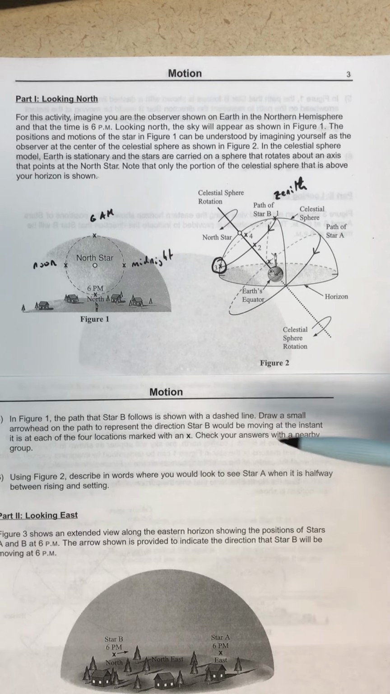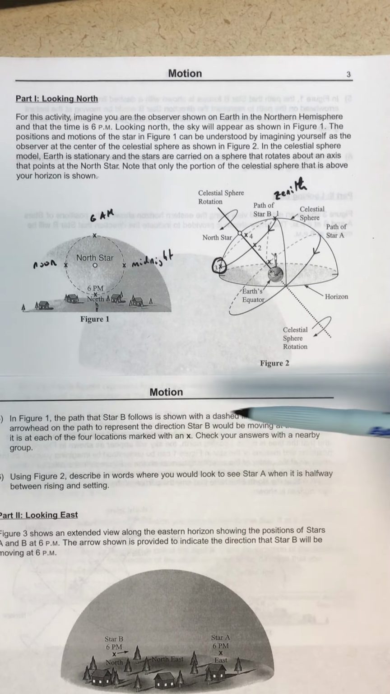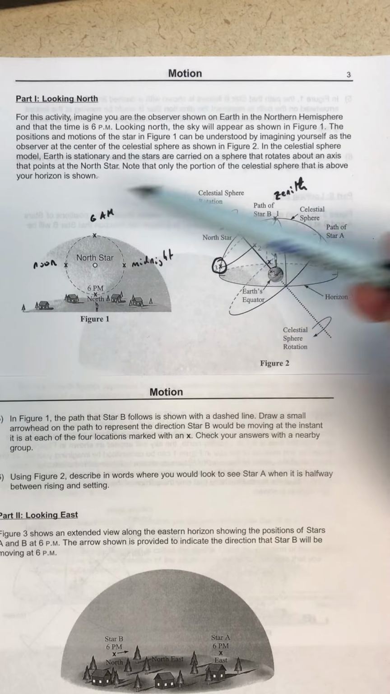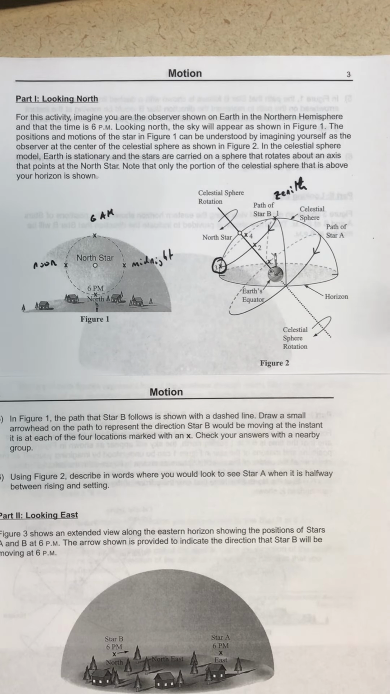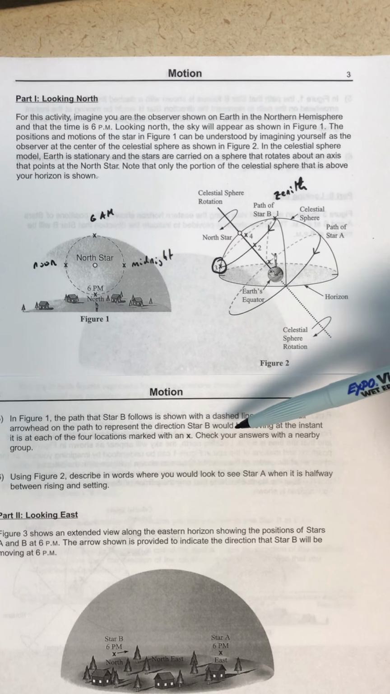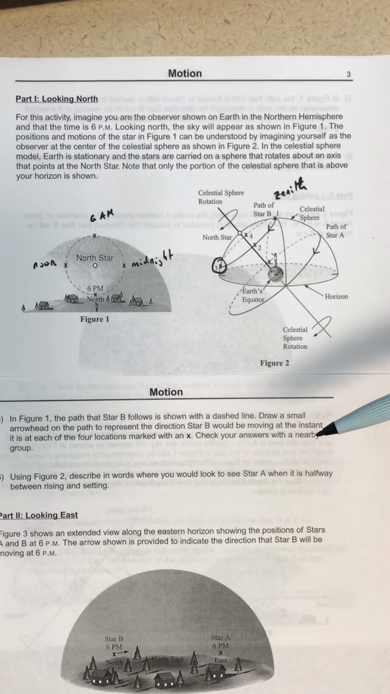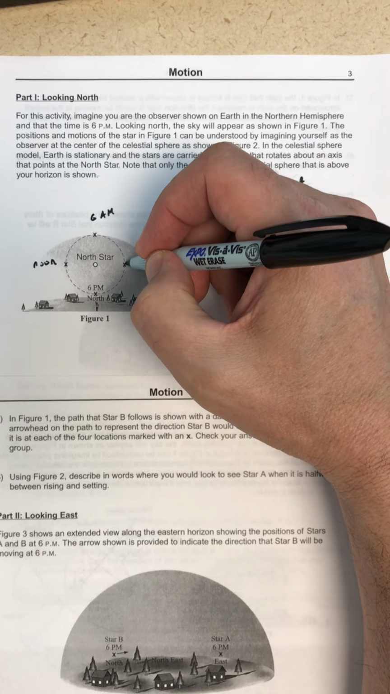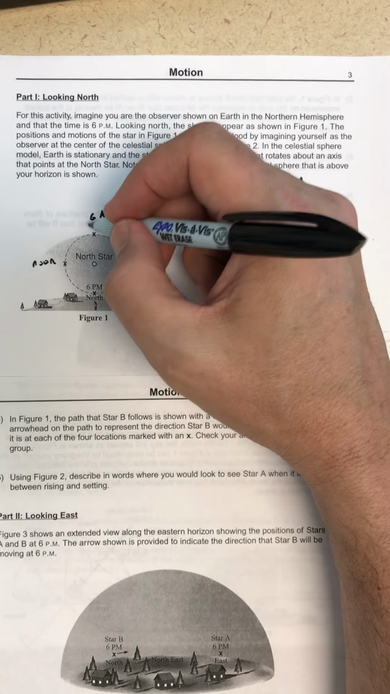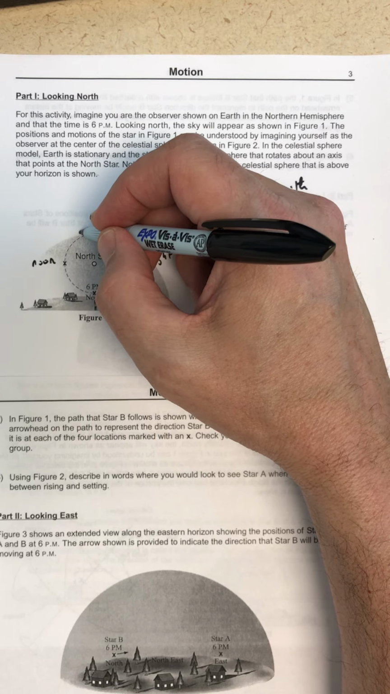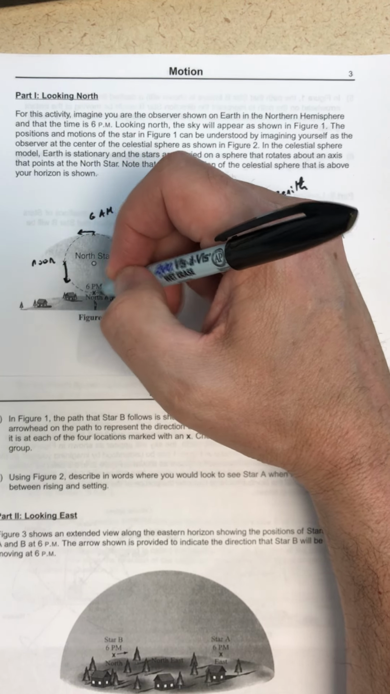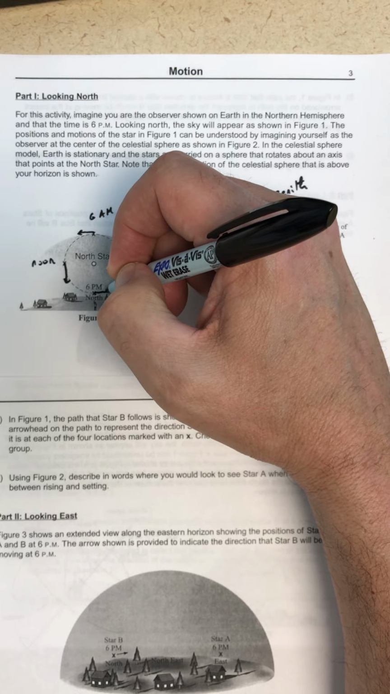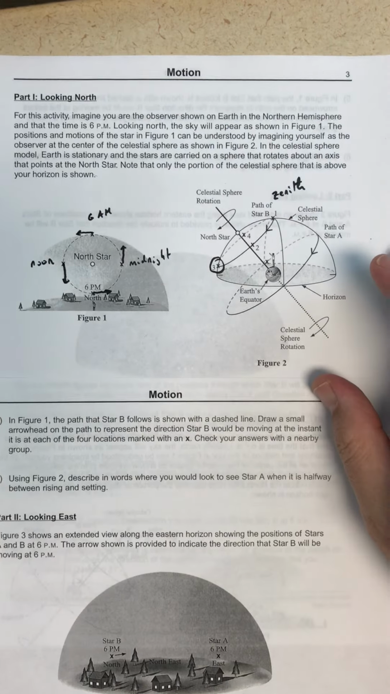In figure 1, the path that star B follows is shown with a dashed line. Draw a small arrowhead on the path to represent the direction star B would be moving at the instant it is at each of the four locations marked with an X. Alright. So that's the direction that its rotation is taking it. Just moving around a circle. So its direction is tangent to that circle.